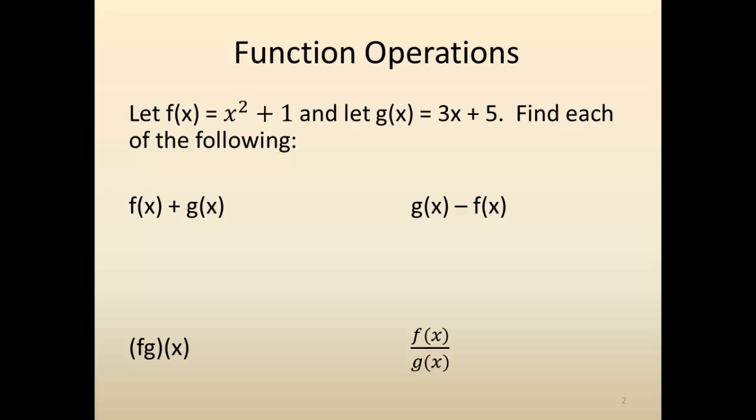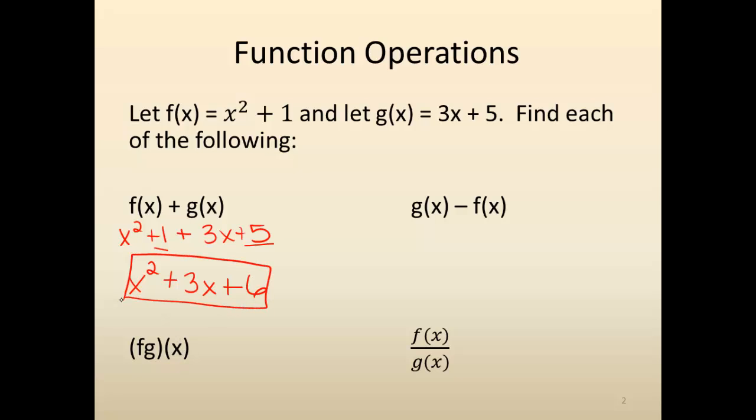When they want you to find f of x plus g of x, they just want you to add those two polynomials together. So we have x squared plus 1 plus g of x, which is 3x plus 5. Last thing we need to worry about is if there are any like terms. And in this case, we have a plus 1 and a plus 5. So we can combine those together and get a final answer of x squared plus 3x plus 6.